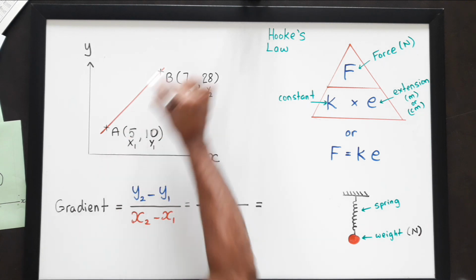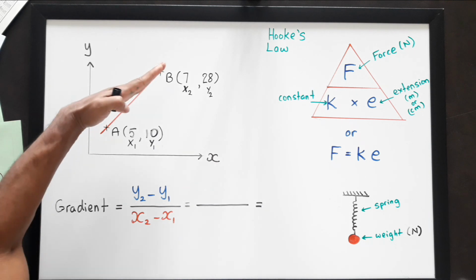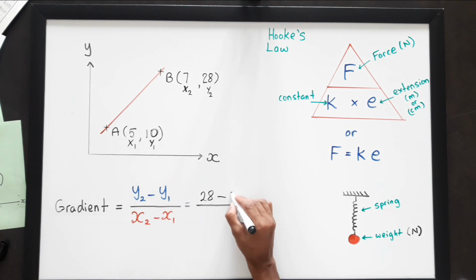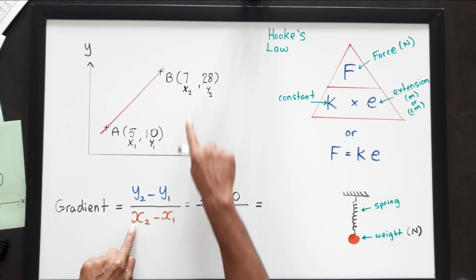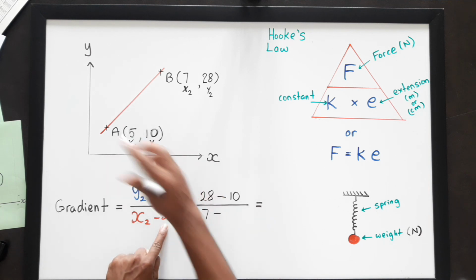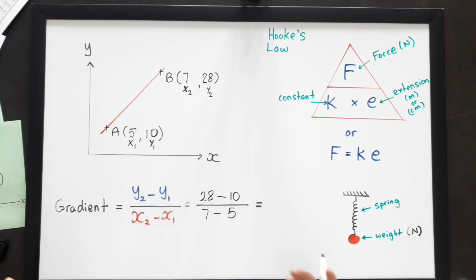So let's calculate the gradient of this line. The gradient basically means how steep the line is. But anyway, let's calculate the gradient. According to the formula, there's a minus sign on the top and underneath. So how much is y2? Well, y2 is 28 minus y1 is 10, divided by x2. How much is x2? x2 is 7. We must put the minus sign. And x1 is 5. Right, so all we need to do is work out the top on our calculator, the underneath on our calculator, then divide our two answers.